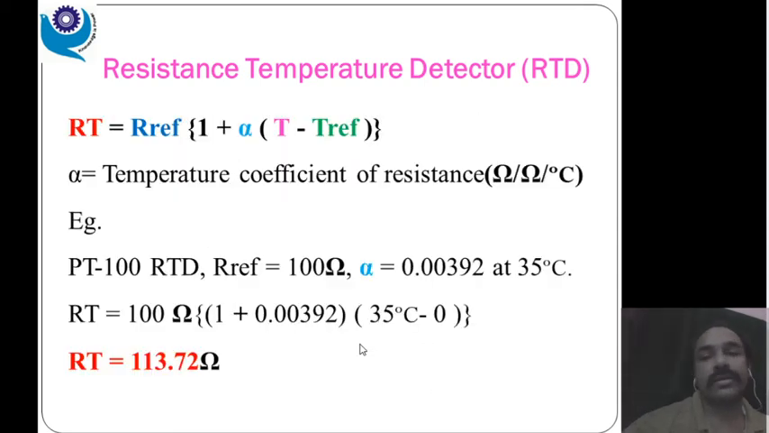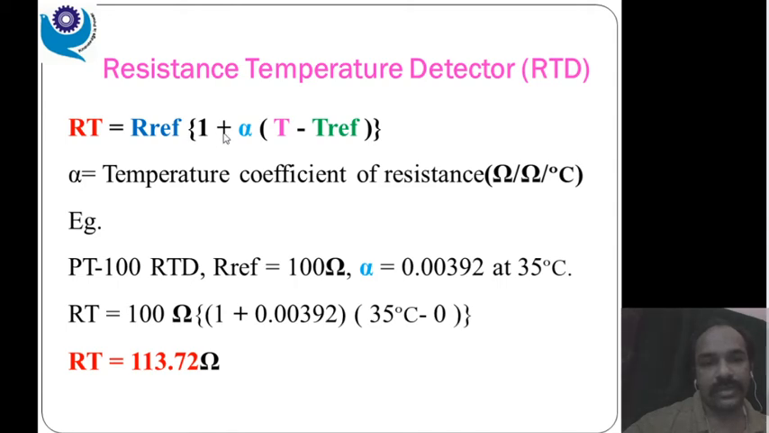Coming to the RTD, we can detect the resistance in this fashion. How to calculate the RTD resistance due to the change in the temperature? We have the formula, where RT stands for your RTD resistance, right? And this is the reference resistance.